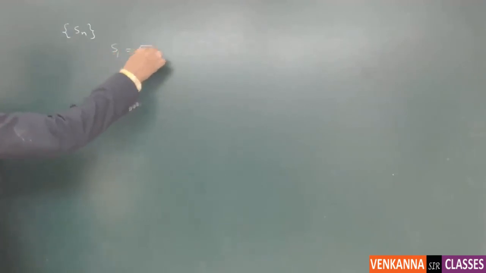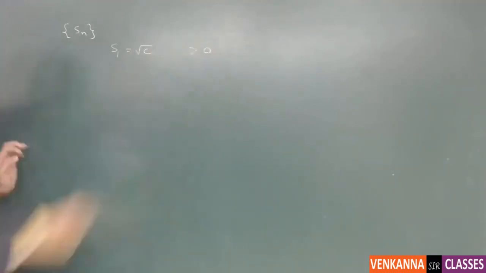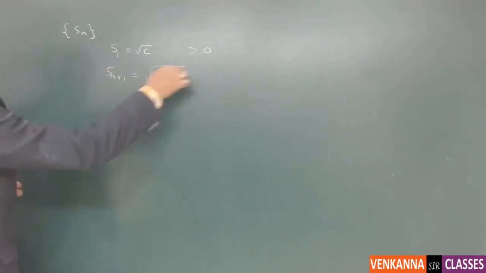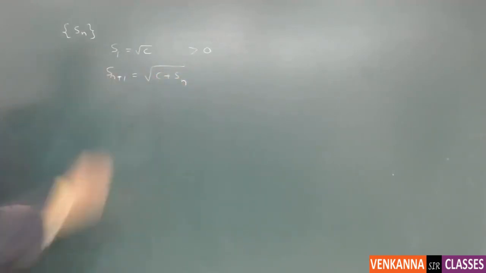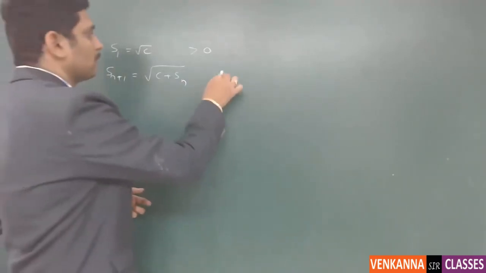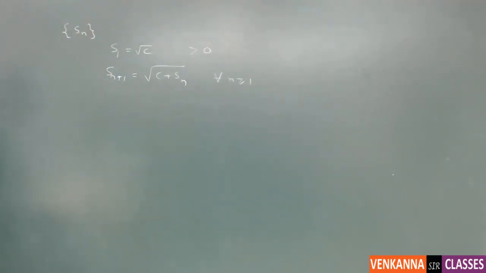Now, this is the problem. I think it is given in the previous papers. I hope so. The similar model. I have the sequence Sn defined by the first term equal to root C, where C is greater than 0. And from the second term onwards, it is defined as root of C plus Sn for all n greater than or equal to 1.